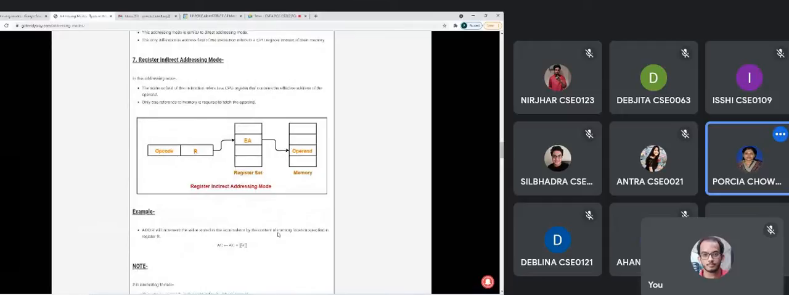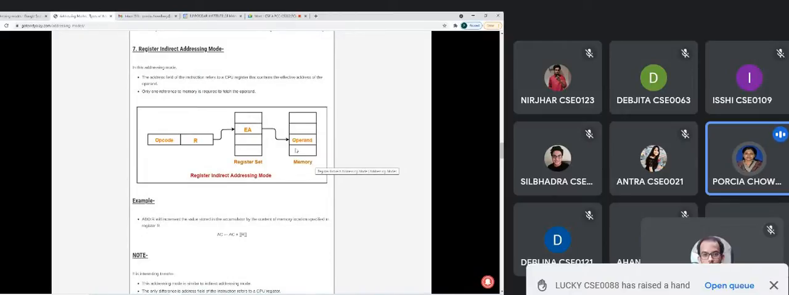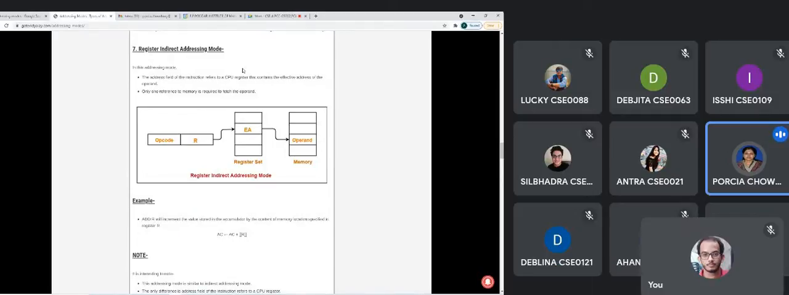Over here, see the register set. In case of register direct addressing mode, the register set directly contains the operand. Over here, the register set will contain one address. Then we have to go to the memory to find the operand itself. So in case of register direct mode, no reference to memory is there, but in case of register indirect addressing mode, one memory reference will be required.